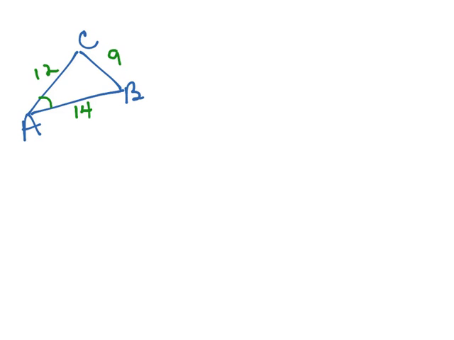So the situation that we have is we're given 3 sides, and when we're given 3 sides, the appropriate rule to use would be the law of cosines. So we can begin this problem to solve for whichever angle we choose to. I'm going to choose to solve for angle A.